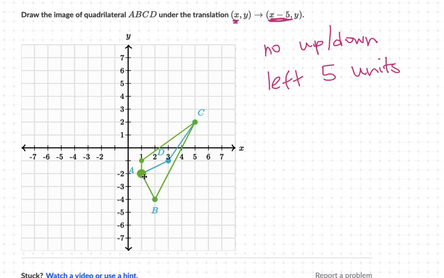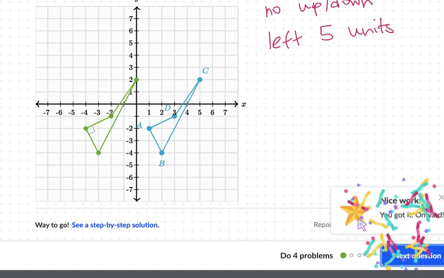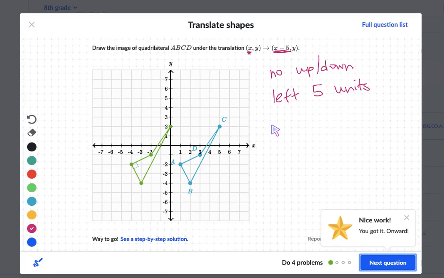Let's see if I can move the other ones. 1, 2, 3, 4, 5. This one was 1, 2, 3, 4, 5. 1, 2, 3, 4, 5. And this one is 1, 2, 3, 4, 5. Okay, that took a while. It was being kind of weird. So that should be my answer, and that is correct.